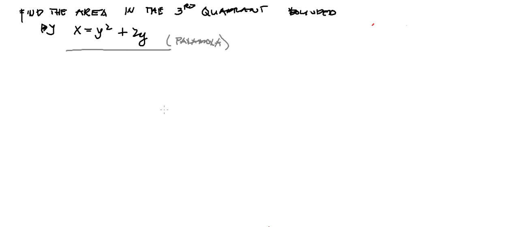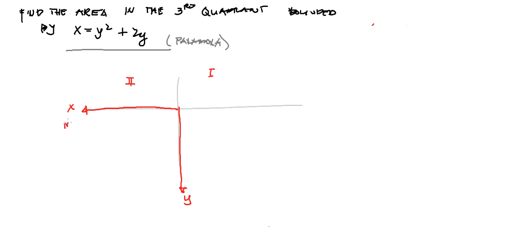So let's have our x and y axis here. Then we need the third quadrant, this quadrant, bounded by this line, by the negative x-axis and negative y-axis. So this is our quadrant 1, 2, and this is 3. This is our quadrant 4, right? So we only need this, plus we need to sketch this parabola x is equal to y squared plus 2y.